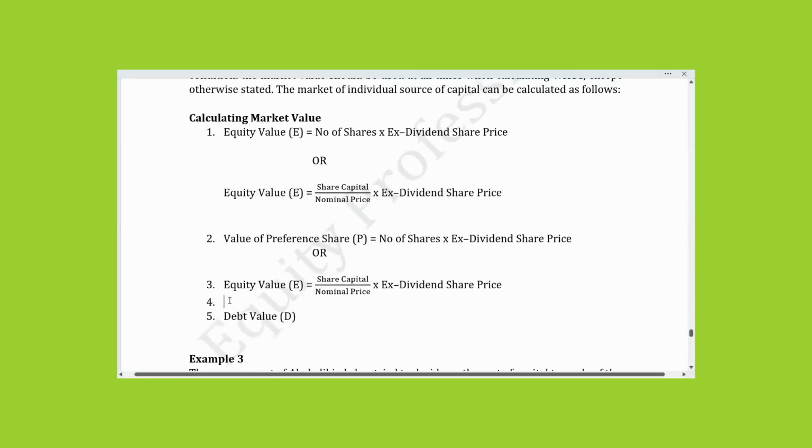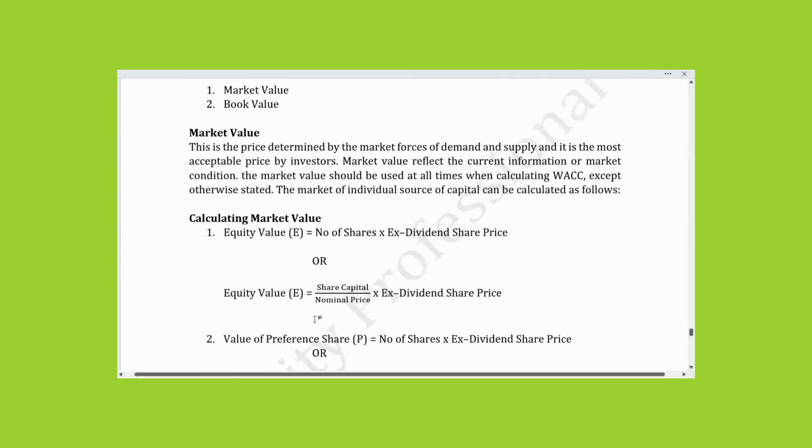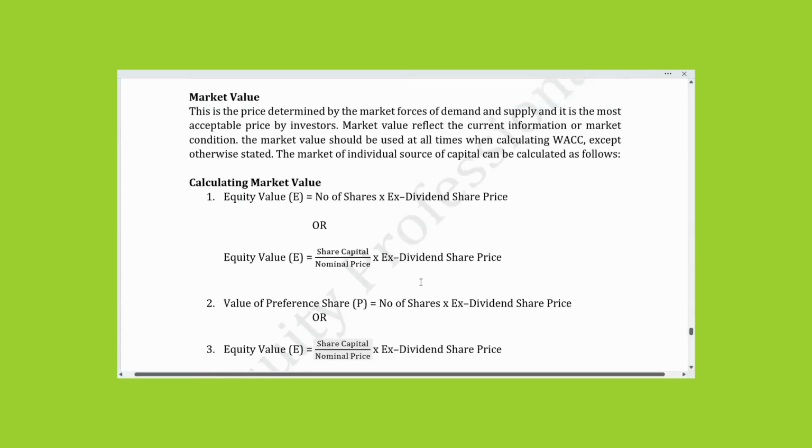All the principles that you apply under cost of equity also apply to our cost of preference share, in terms of X dividend share price. So if preference dividend has not been paid, you need to go and calculate. It means that the share price given to you is cum div share price, so you must convert it to X dividend share price for the preference share.